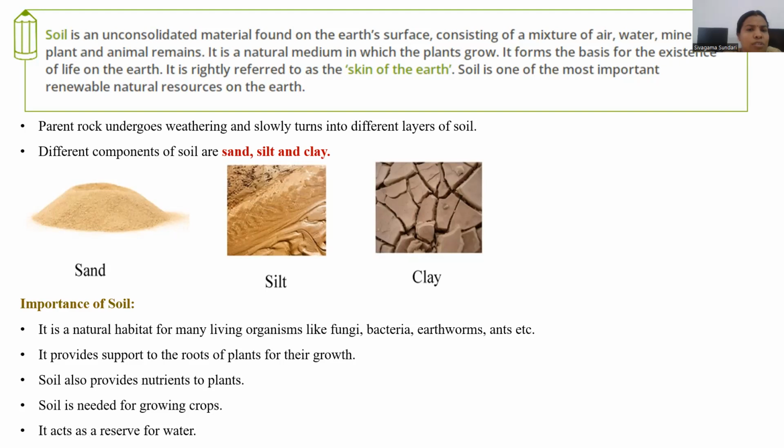So here, how the rock undergoes some changes and produces different components of the soil. Here we have three components of the soil: sand, silt, and clay. So what happened for the formation? The parent rock of any ecosystem undergoes weathering and slowly turns into different layers of the soil. The different layers, we call them different horizons, but the main components of the soil are sand, silt, and clay.